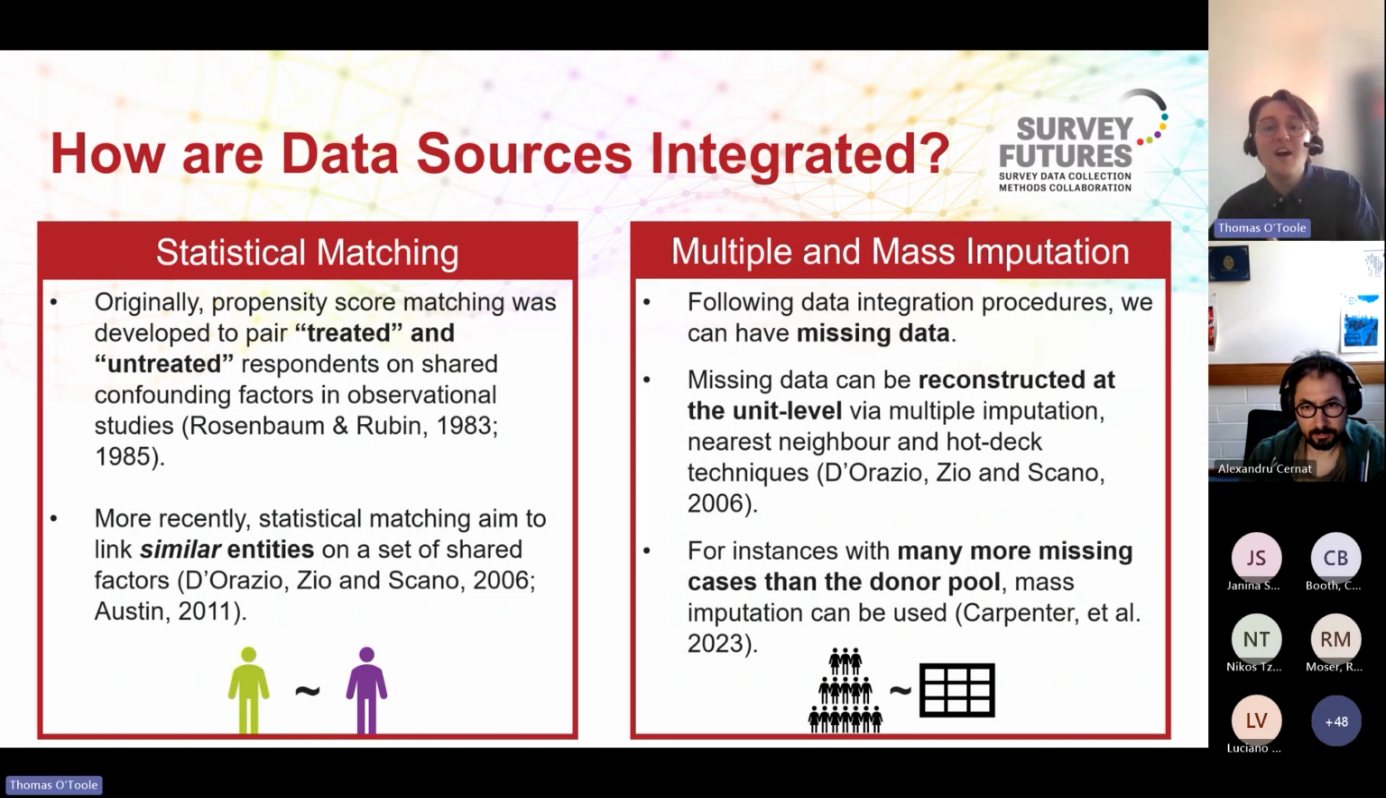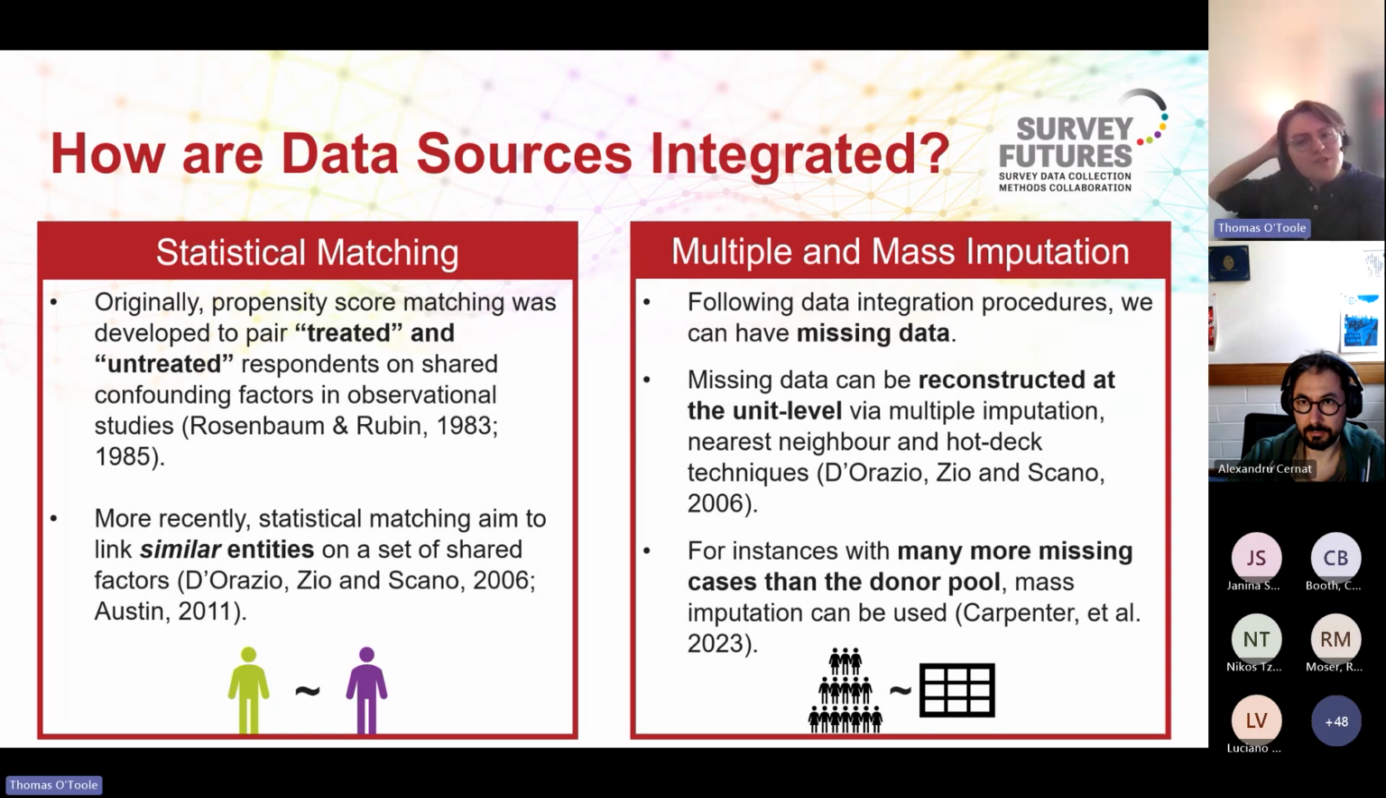When multiple data sources have been integrated, there's often some missing data, and this missing data can be reconstructed at the unit level using multiple imputation. A particularly popular approach here is MICE, multiple imputation by chained equations, which iteratively estimates missing data based on the relationship between indicators and assumes that this missing data is missing at random. There are also other techniques, such as predictive mean matching and hot deck methods, which can be used to impute missing data. Mass imputation here refers to the case where there are many more missing cases than available cases in the donor pool, and these techniques have been adjusted to account for this.